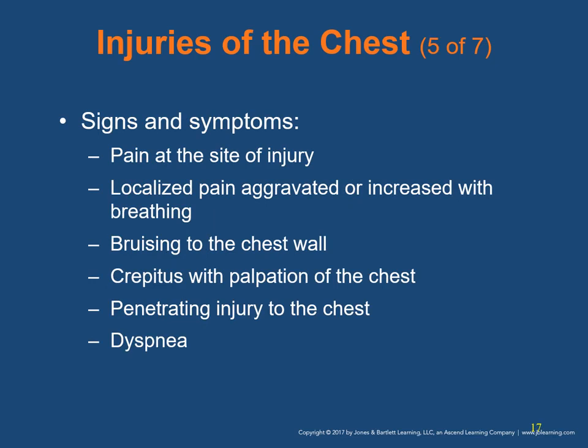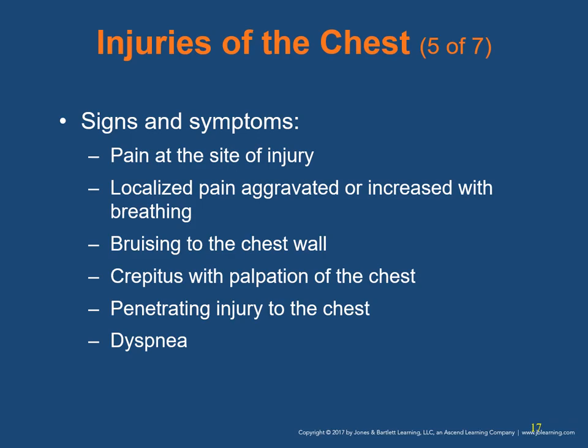Signs and symptoms of a chest injury. Pain at the site of injury. Pain localized at the site of injury that is aggravated by or increased with breathing. Irritation of or damage to the pleural surfaces causing sharp or sticking pain with each breath. This is called pleuritic pain or pleurisy. Bruising to the chest wall. Crepitus with palpation of the chest. Any penetrating injury to the chest.